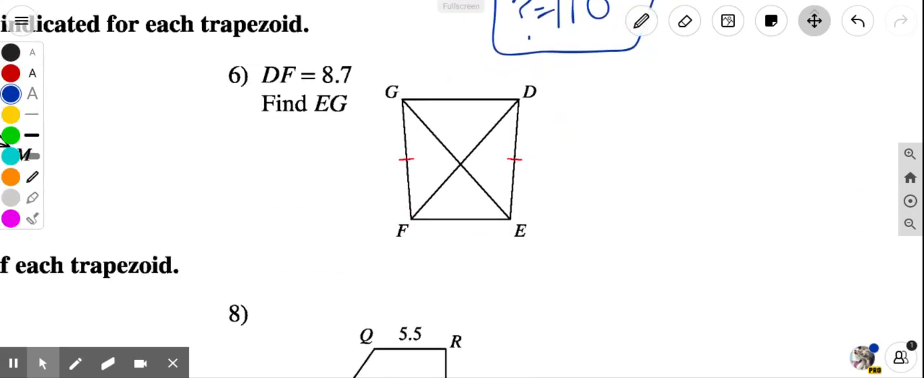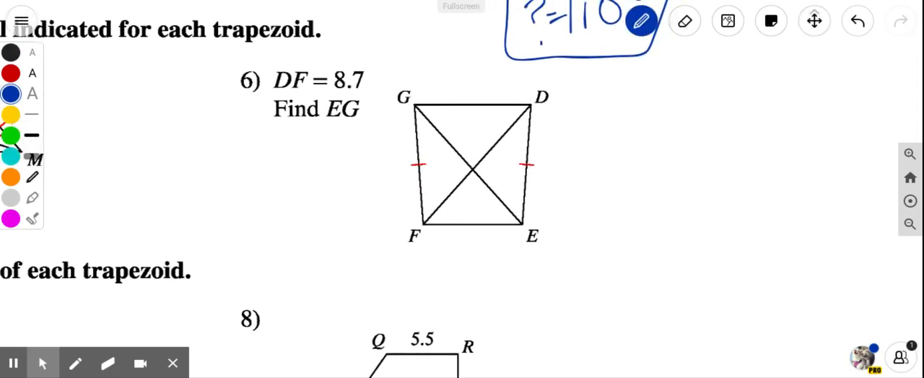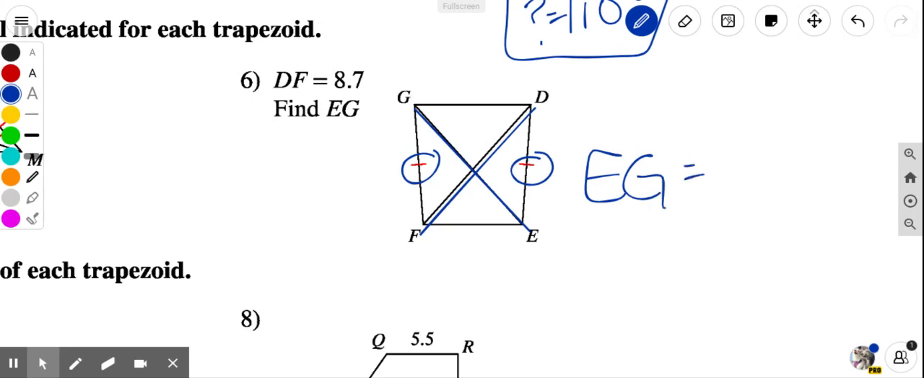Number 5 has to do with the diagonals. So again, notice that it's isosceles, and I know that it's isosceles because of these legs being marked as congruent. So they give us that DF is 8.7, and they ask for EG. EG would also just be 8.7 because we learned that the diagonals of an isosceles trapezoid are congruent.